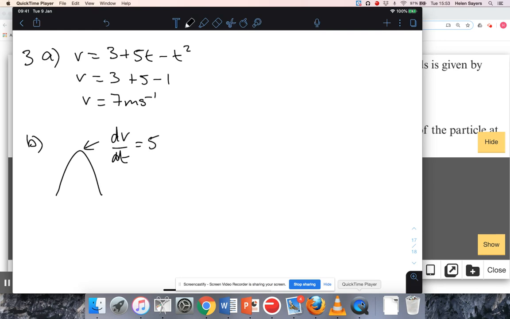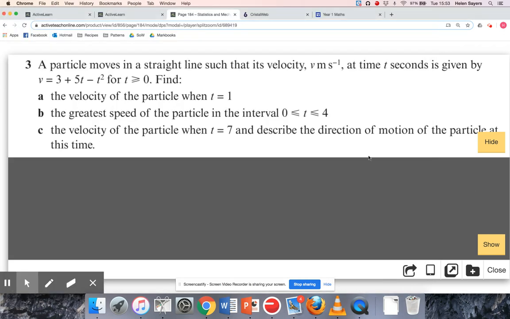If I do it as a stationary point, so it's 5 minus 2t. So if it's a stationary point, it's when that equals 0. So 2t is 5, so t is 5 over 2, and that does fall between t is 0 and t is 4, so that works. And then the velocity of the particle when t is 7, and describe the direction.